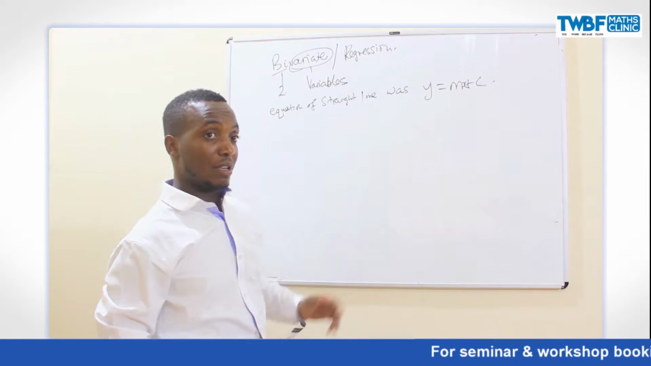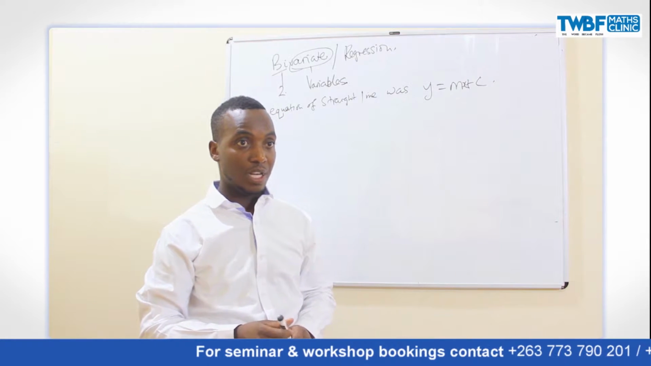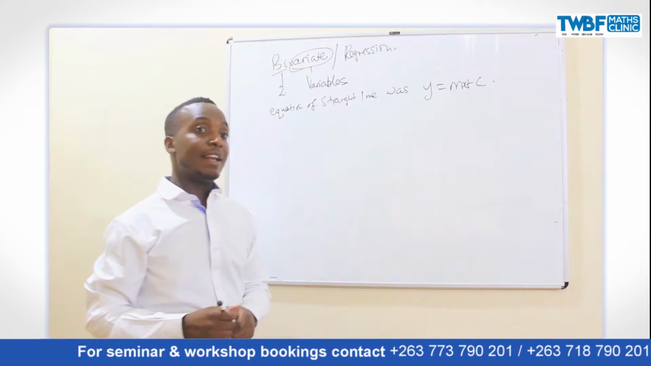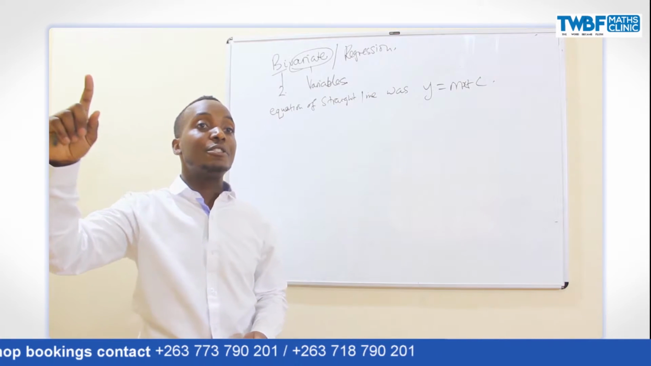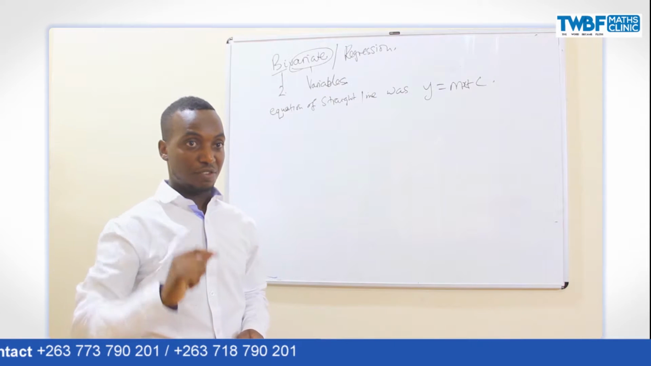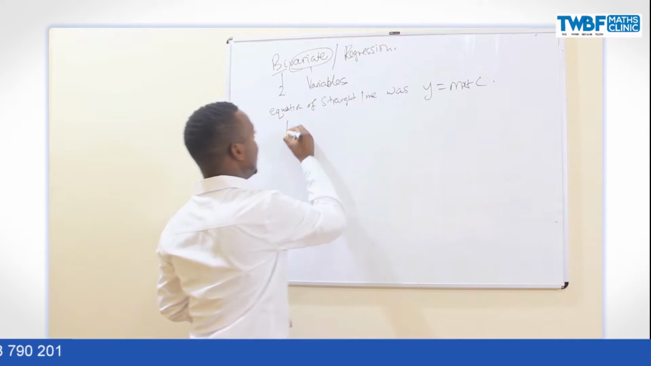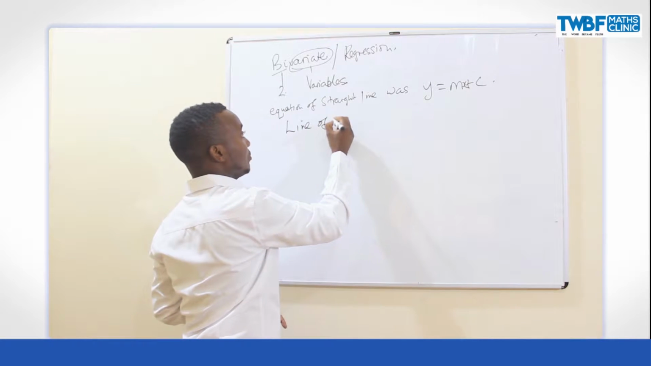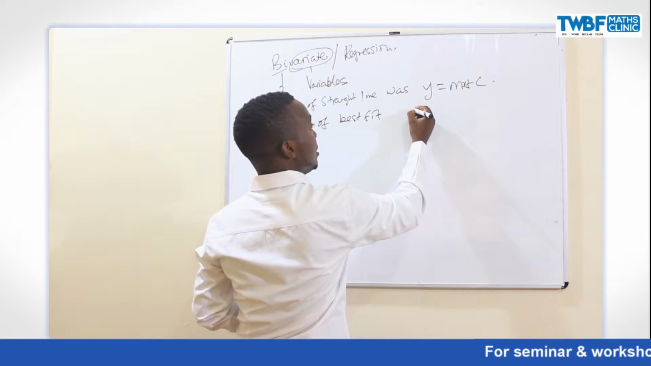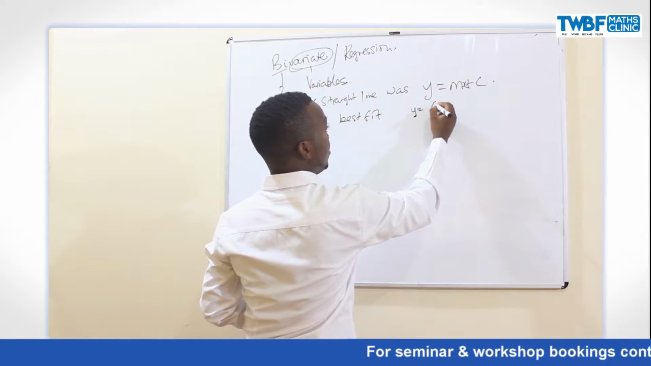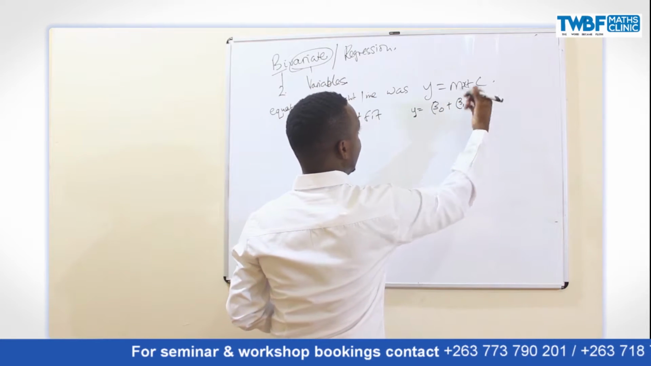So in this topic, we are going to deal with two variables, and the line that best describes the trend that is being followed is called the line of best fit. And its formula is y equals beta naught plus beta 1 x. Like this.